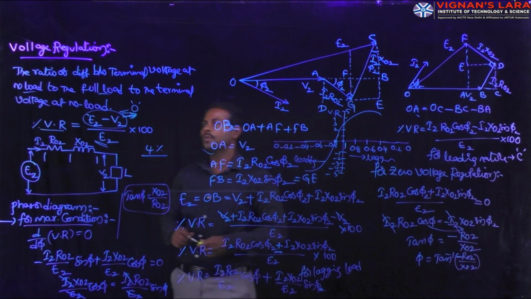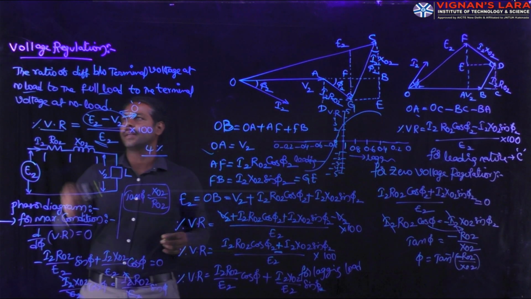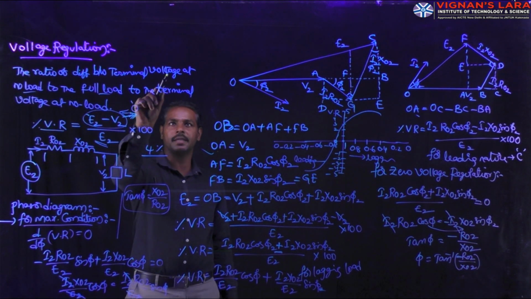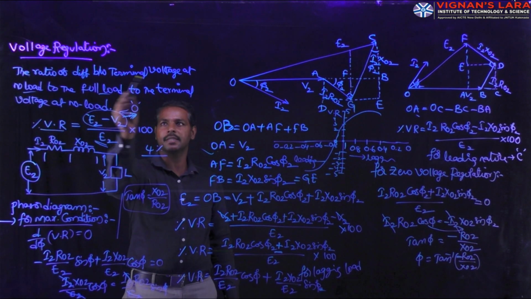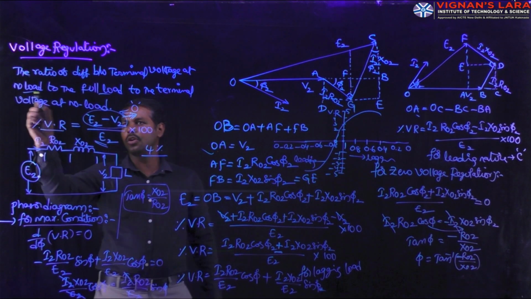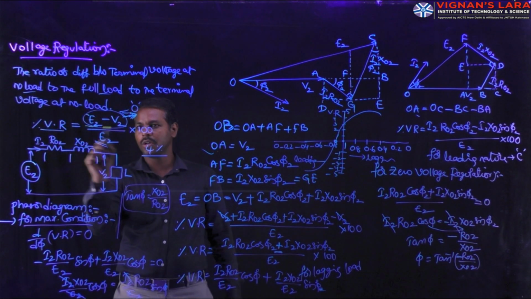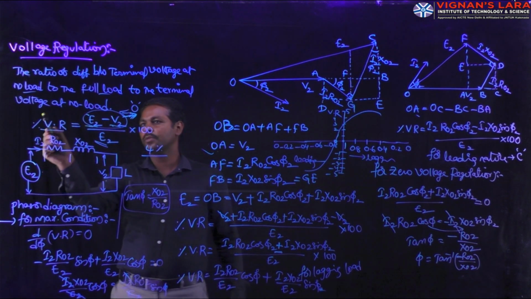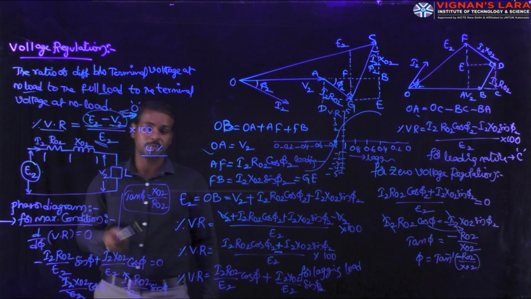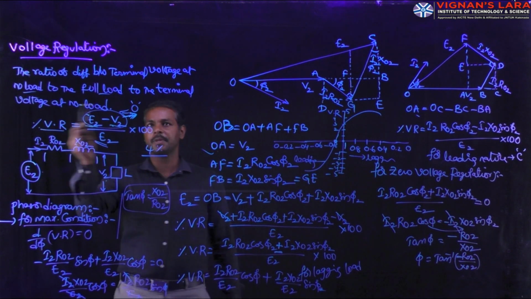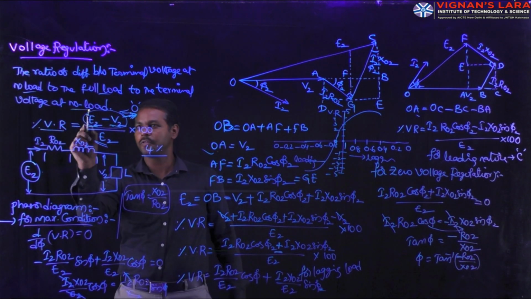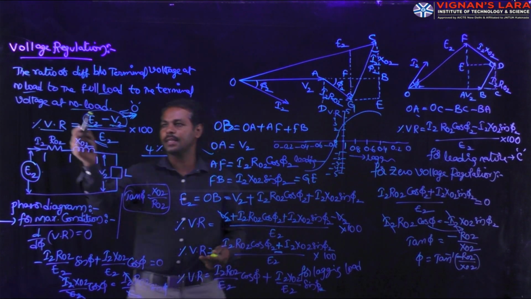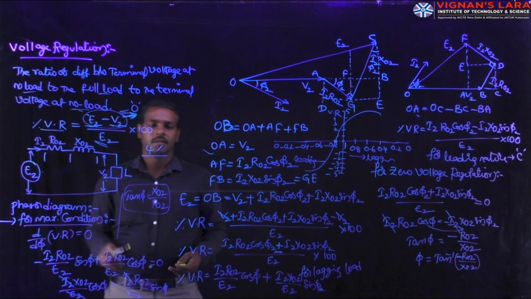Voltage regulation of a transformer is defined as the ratio of the difference between terminal voltage at no load and full load to the terminal voltage at no load. Terminal means load voltage. In some textbooks, it is represented as the terminal voltage at full load. Either one is the same, whether you consider no load voltage or load voltage.